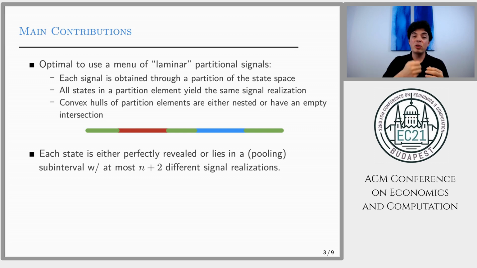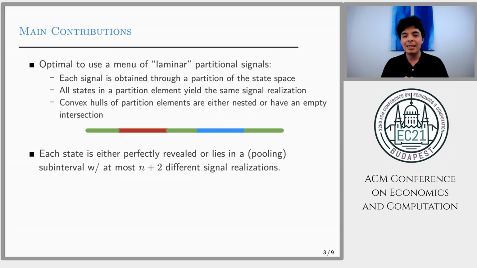And we will associate a signal realization with each of these partition elements. So we'll have the pooling intervals and intervals where we fully reveal the state. In each of these pooling intervals, we'll have a laminar structure, and in each of these pooling subintervals, we will have at most n+2 different colors or n+2 different signal realizations.